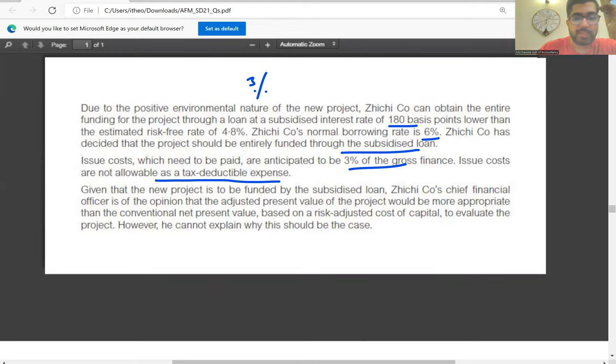Okay. Given that the new project is financed by subsidized loans, ZHICHI's CFO is of the opinion that APV would be more appropriate. However, he cannot explain why this should be the case. He wants APV, but he's unsure why he should be saying this.